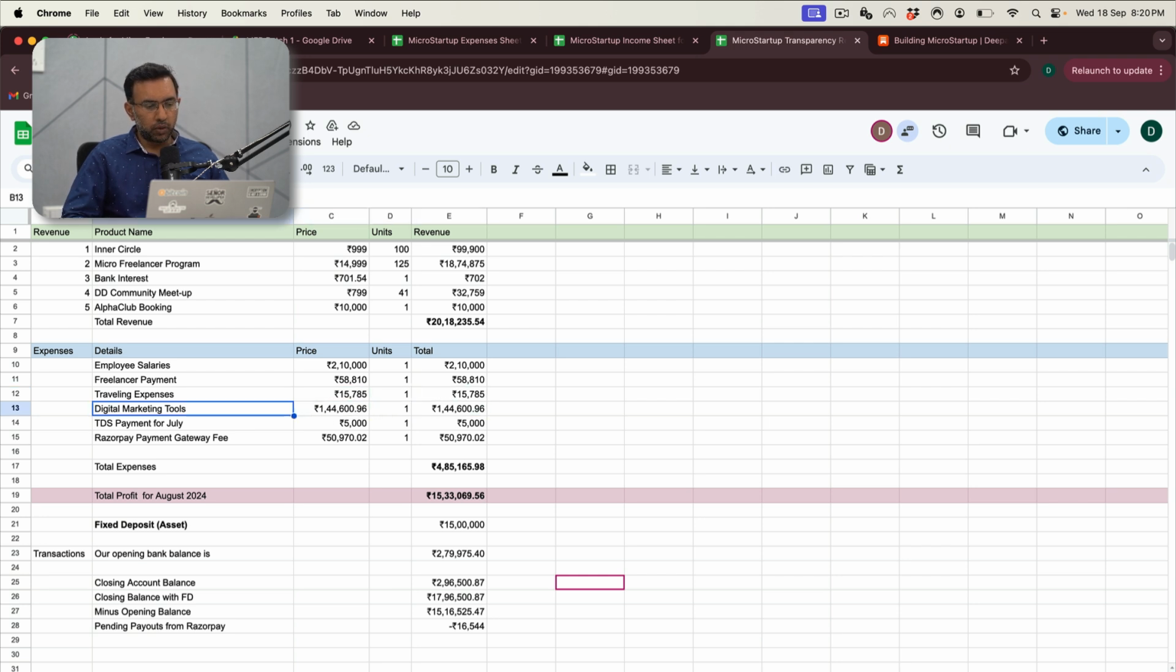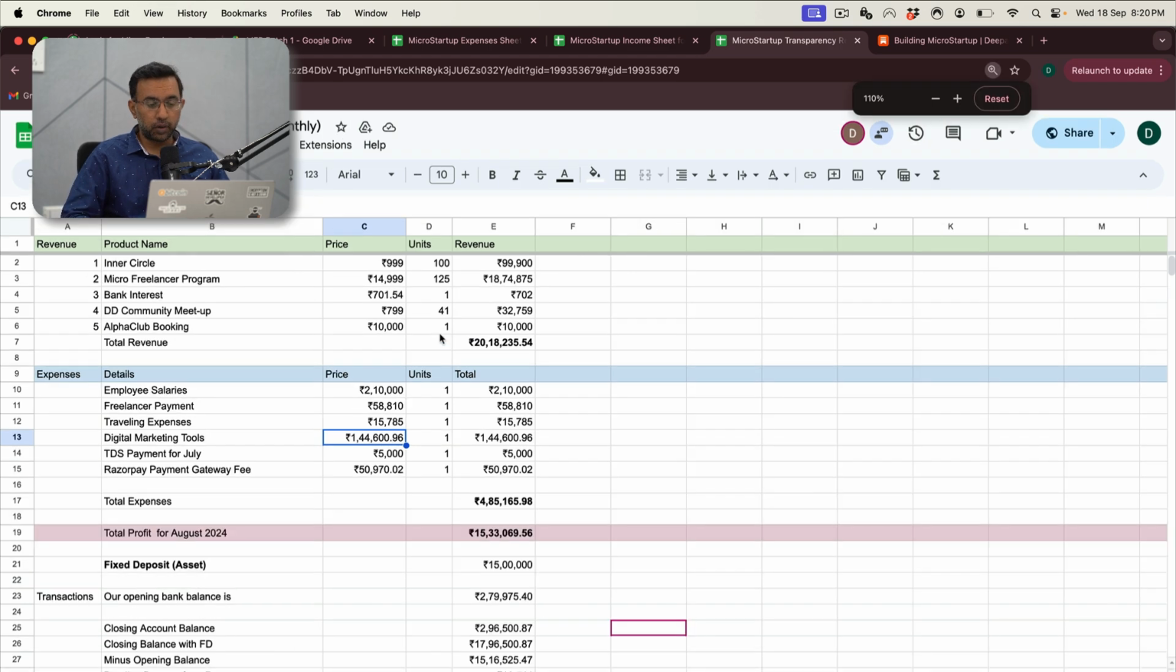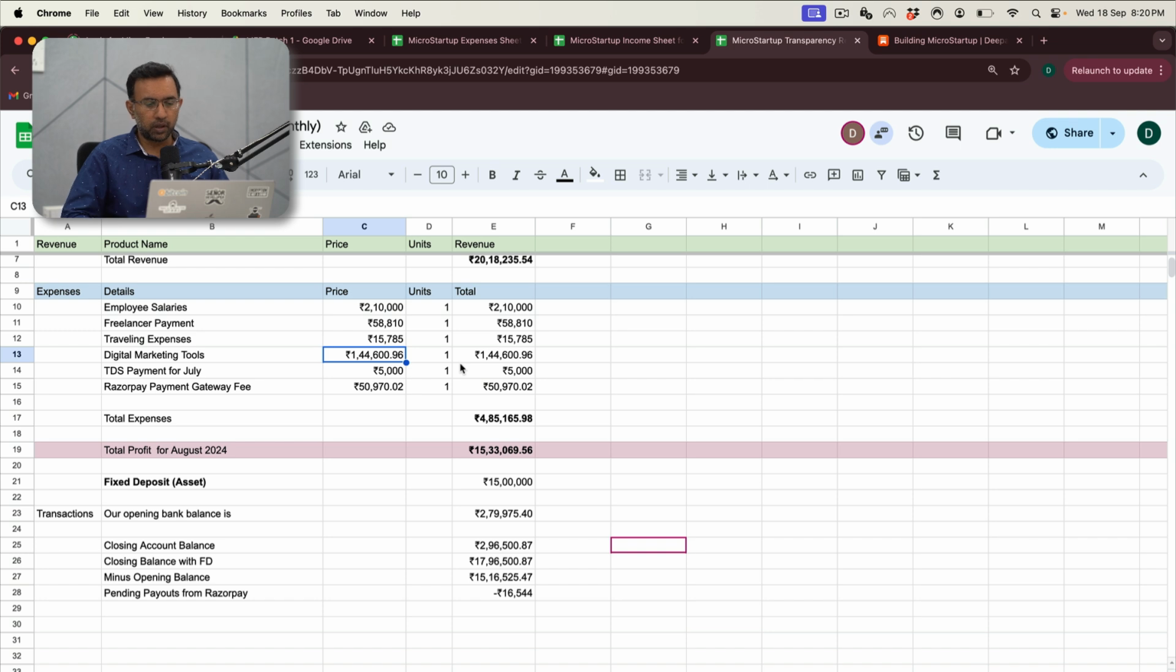We have digital marketing tools, mainly ActiveCampaign and ConvertKit. So I'm using both the email marketing tools, ActiveCampaign and ConvertKit. And there we ended up spending 1,44,000 rupees, which is actually a significant cost. But I have this email list built over a period of time because of my personal brand, and I have to maintain the email list.